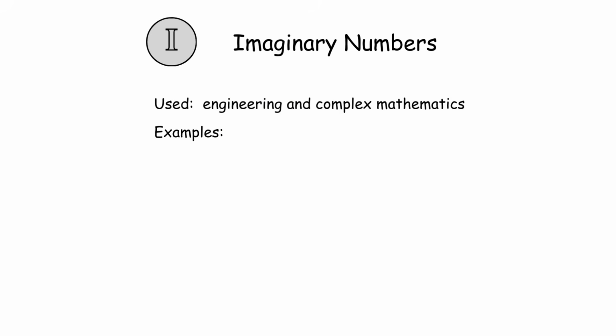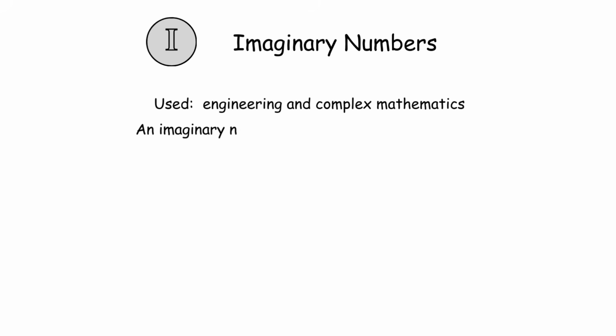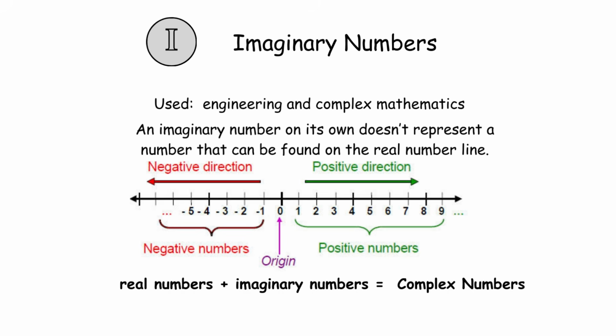Examples: the square root of -1 equals i, 2i, 3i. The square root of -2, i squared, 3i. An imaginary number, on its own, doesn't represent a number that can be found on the real number line. However, when combined with real numbers, imaginary numbers form complex numbers, which will be explained next.